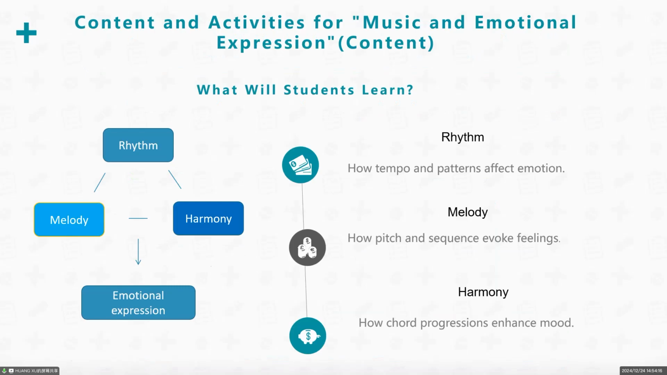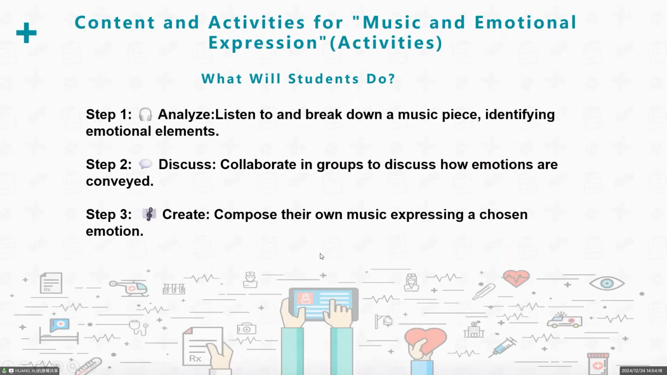And next is about activities. In this part we ask what students will do. Step one, analyze: listen to and break down music pieces and identify emotional elements. Step two, discuss: collaborate in groups to discuss how emotions are conveyed. And the last step is create: compose your own music impression or choose an emotion.